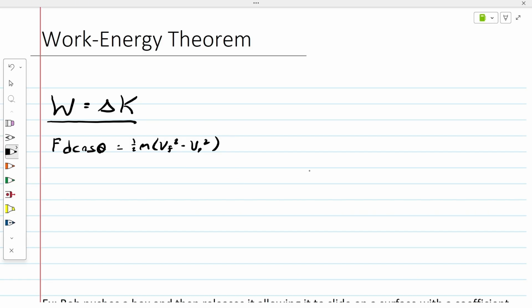And one other thing you might see when you're solving problems is some graph where we can show this change using a bar graph. So let's say there's some initial kinetic energy and then some work is applied.